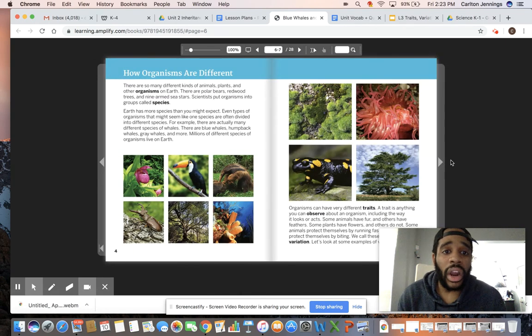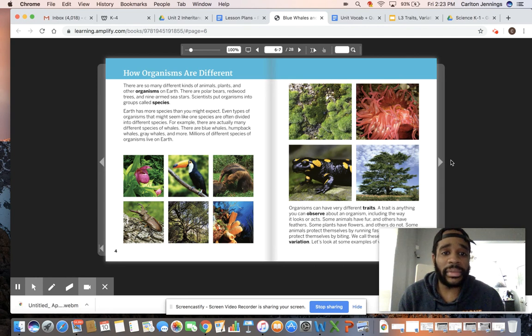So, how are organisms different? There are so many different kinds of animals, plants, and other organisms on Earth. There are polar bears, redwood trees, and nine-armed sea stars. Scientists put organisms into groups called species. Earth has more species than you might expect.